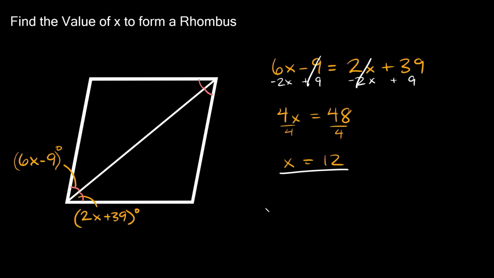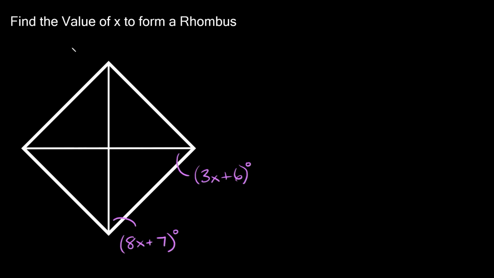All right, here's the next one. Again, we would just want to find the value of x to form a rhombus. Now, as you can see, this rhombus looks kind of like a diamond or a kite, but this is still a rhombus, and we still have our two diagonal lines drawn right here. Whenever you have two diagonal lines, as opposed to just one, the spot where they intersect creates a 90-degree angle. So this angle right here is 90 degrees. They're all 90 degrees.